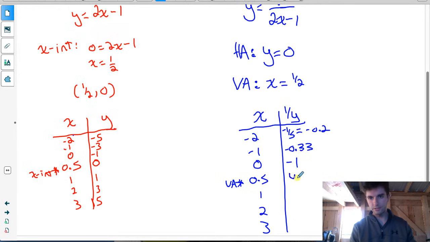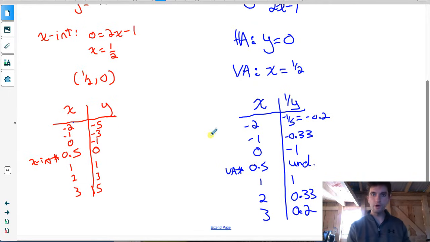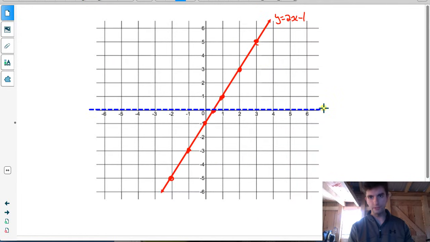1 over 0 is undefined. That's why there's a vertical asymptote there. 1 over 1 is 1. 1 over 3 is 0.33. And 1 over 5 is 0.2. So let's plot all of these points, and I'll start by drawing the asymptotes. So there is a horizontal asymptote at y equals 0, and a vertical asymptote at x equals a half. Notice the vertical asymptote goes right through the x-intercept of the function that was in the denominator. And that's one of the main properties of reciprocal functions. Whenever the denominator is 0, we know there's a vertical asymptote there. Okay, and now let's plot our points.